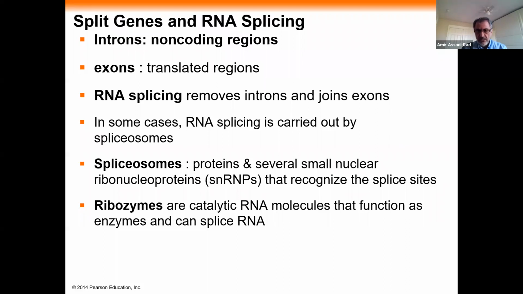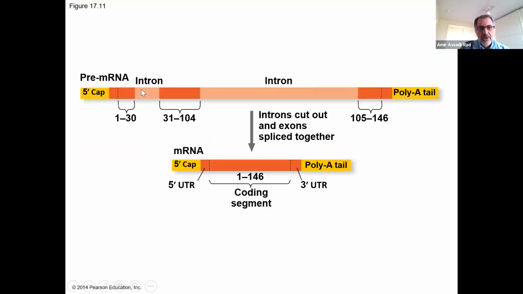Okay, you'll see. Right here is a pre-mRNA, as you saw it before. 1 to 30 bases are here, 31 to 104 is here, and 105 to 146 is here. And then all of this comes together by an enzyme called ribozymes. Intron from here to here, that gets split off, gets cut off. This one gets cut off. And these two, they're called introns. They stay inside of the nucleus. But these guys will come out. And then, of course, you have the poly-A tail at the end, and you have the 5' cap. Okay.